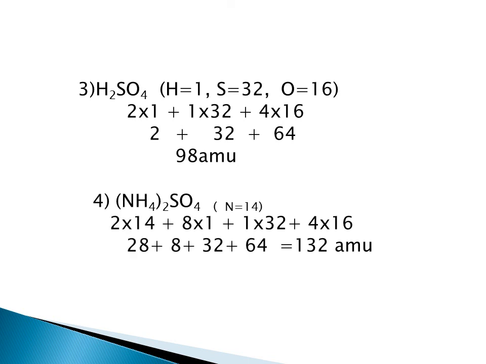What is it? Ammonium sulfate, (NH4)2SO4. We know the atomic masses of oxygen 16, sulfur 32, hydrogen 1. These three we studied. Then nitrogen, the atomic mass of nitrogen is 14 AMU. Let us calculate.